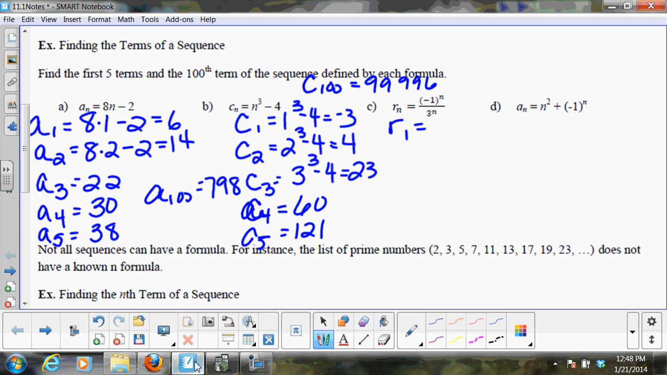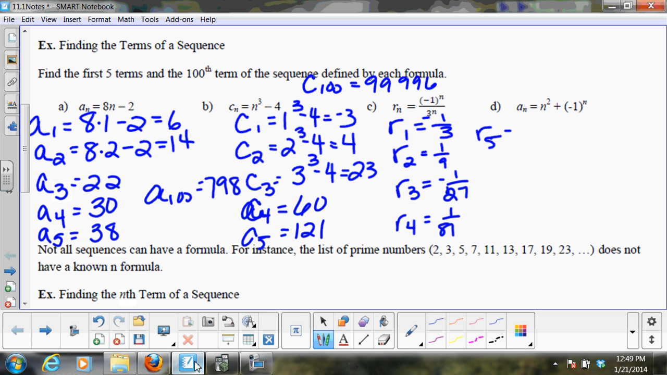So the first term was -1/3, second term 1/9, third term -1/27, fourth term 1 over 81. Fifth term is negative 1 over 243. And the 100th term, 1 over 3 to the 100th because it's really big. And you can do D on your own.